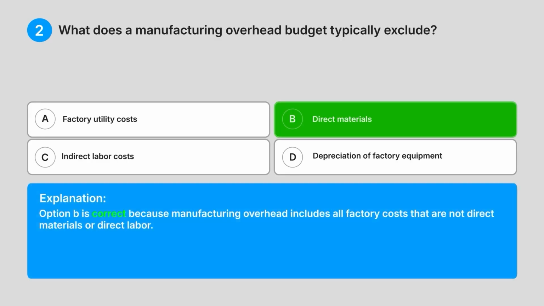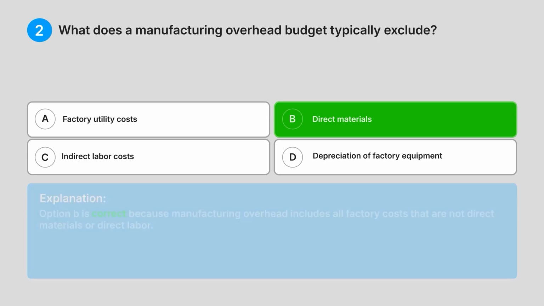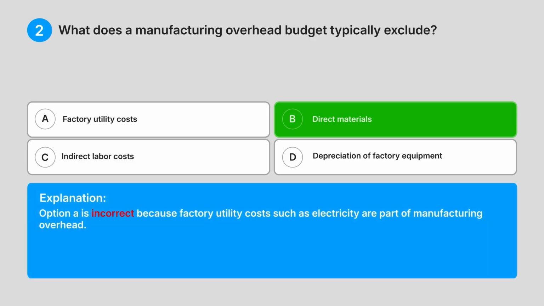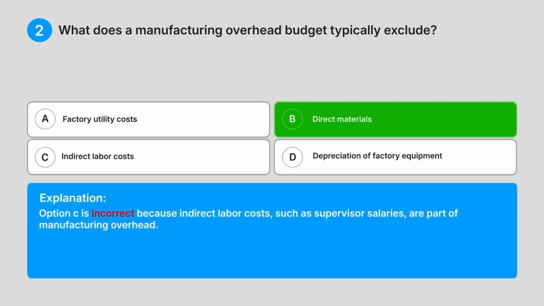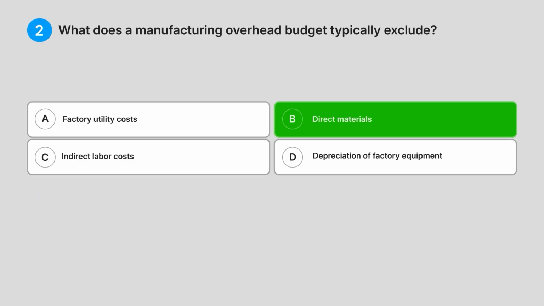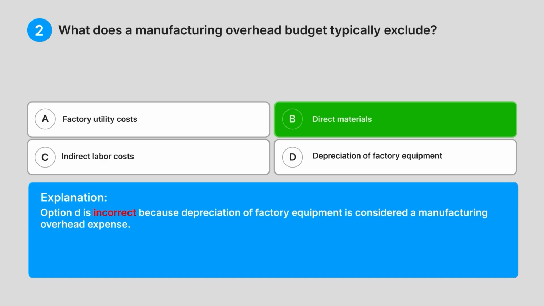Explanation. Option B is correct because manufacturing overhead includes all factory costs that are not direct materials or direct labour. Option A is incorrect because factory utility costs such as electricity are part of manufacturing overhead. Option C is incorrect because indirect labour costs, such as supervisor salaries, are part of manufacturing overhead. Option D is incorrect because depreciation of factory equipment is considered a manufacturing overhead expense.